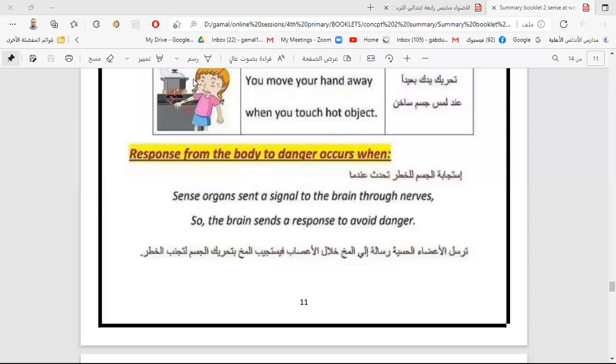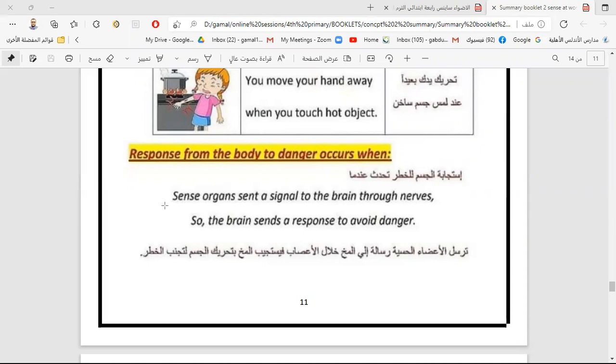Yes. Now, we are talking about the response by the nervous system to any different stimuli. Okay? So, the sensory receptors in the sense organs send signals or messages, chemical message or electric message. Is it a chemical message or electric message or something else? Electric message. Very good, my son.